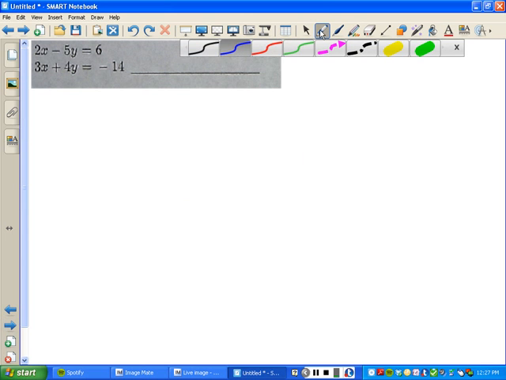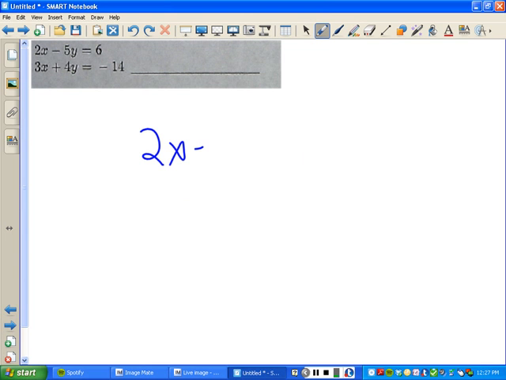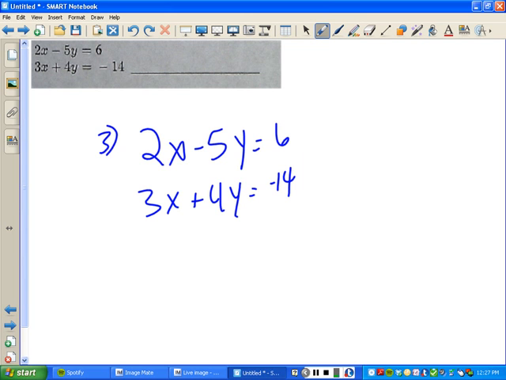All right, what do we get? 2x minus 5y equals 6. 3x plus 4y equals -14. Now, I'm going to cancel the x's, and in doing so, I'm going to multiply this by 3 and this by 2. Now, some of you are going to observe, well, that doesn't do anything for me. That makes it 6x and 6x. You are correct. Very good observation. So, what do I got to do? One has to be negative.